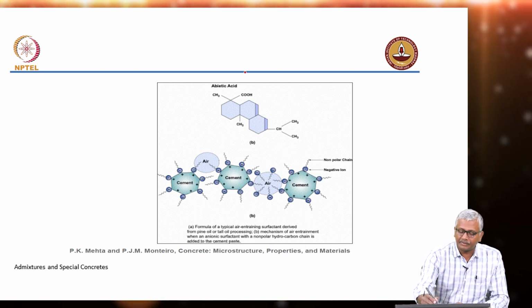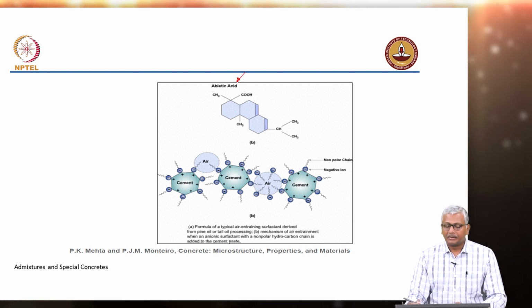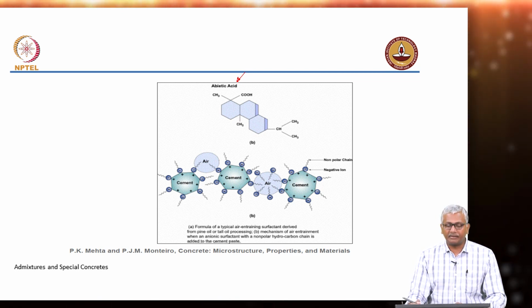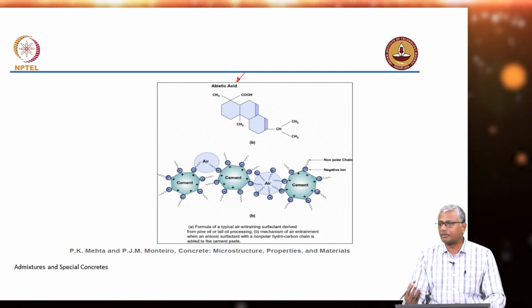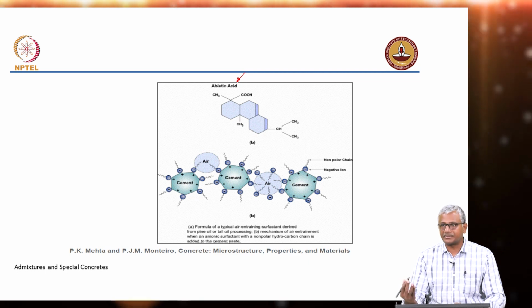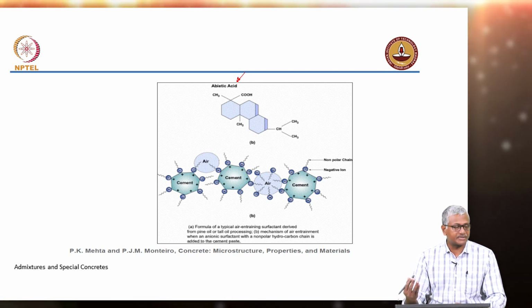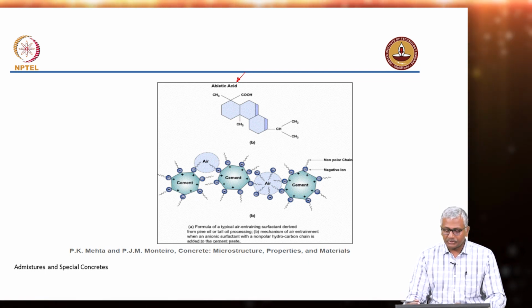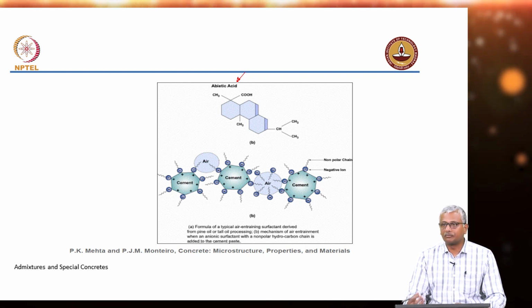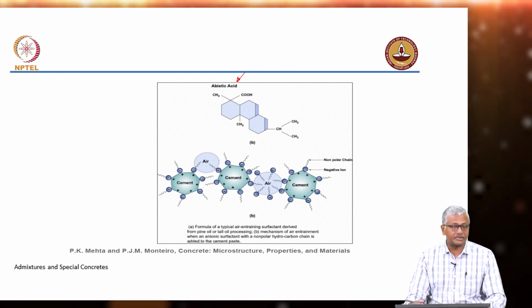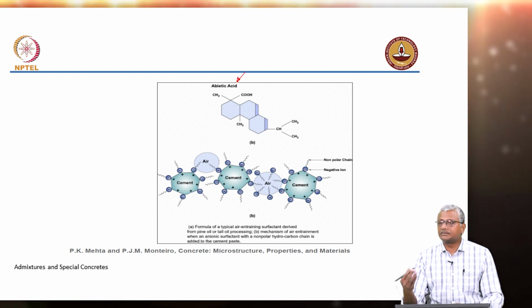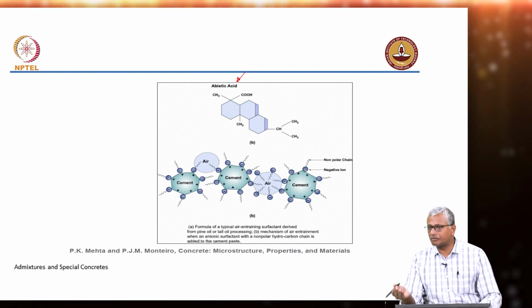This is one of the types of compounds, abietic acid. Most of the air entrainers are actually derivatives from plants. There are plant derivatives, vinsol resin, pine rosin and so on, which are quite popular as water reducing air entraining agents. Even the chemicals that are used for foaming of concrete.